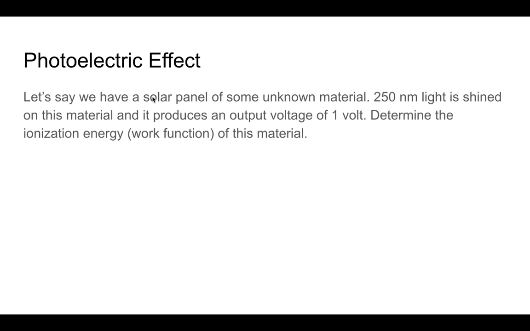So let's say we had a solar panel. The way solar panels work is they use this idea: light goes in and electricity comes out. Let's say we have a solar panel of some unknown material. It is hit by 250 nanometer light, which is ultraviolet light, like sunlight. It shines on this material and produces an output voltage of 1 volt, which is not very good, but whatever. Determine the ionization energy, or work function as it's sometimes called, of this material.